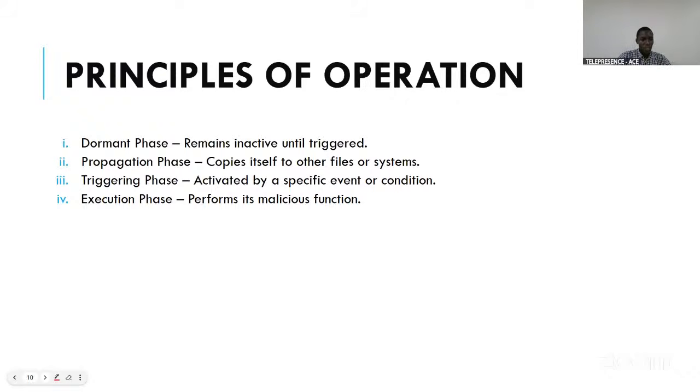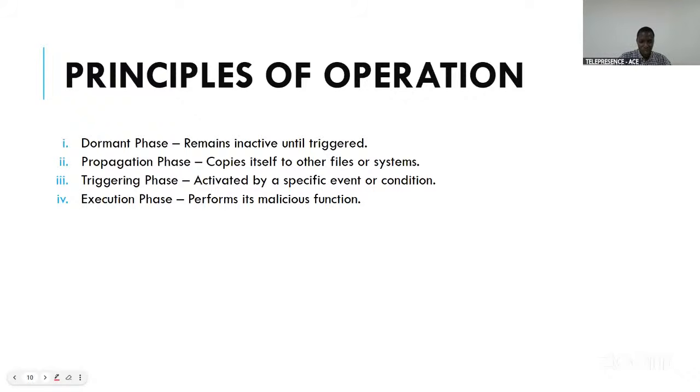The third phase is the triggering phase. Here, the virus is activated by a specific event or condition. It is based on the programmer. And the last phase is the execution phase. It is when the virus will now perform its malicious function. So these are the four phases by which a virus operates on a digital device.